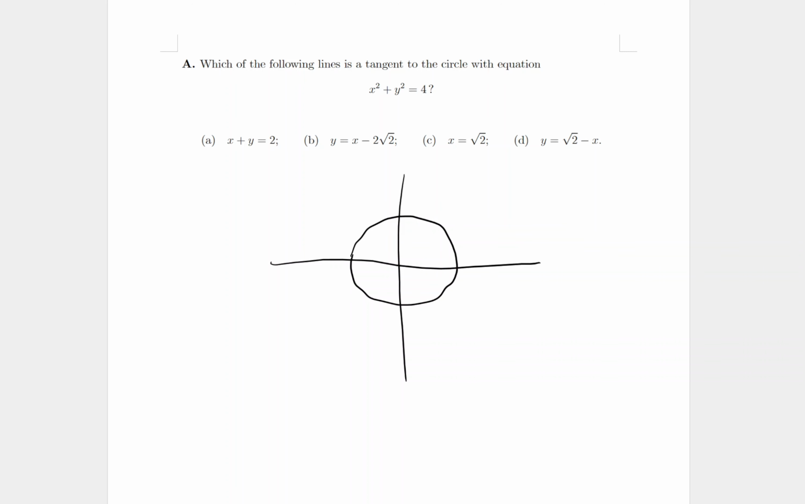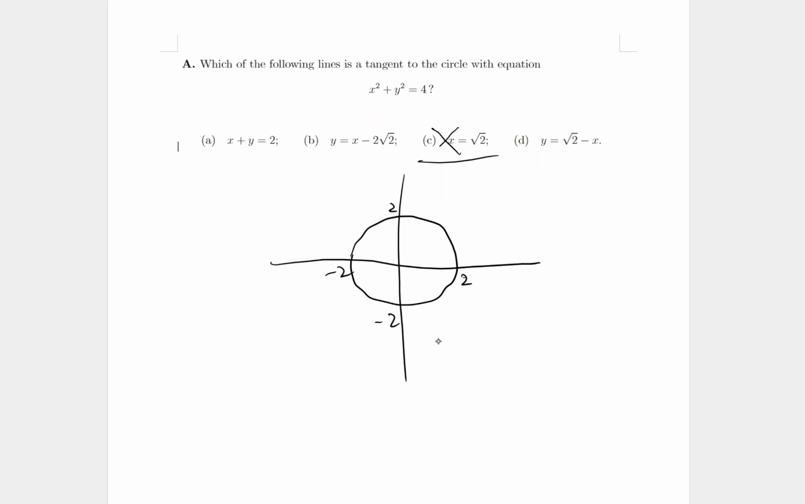For example, let's start from the dumb option, like x equals root 2. Where on earth is that? Like that. Because these intercepts are minus 2 and 2, right? So root 2 is smaller than 2, so x equals root 2 is there. Well, obviously it's not a tangent, right? It's cutting through the circle. So C is wrong. All right, good that we got rid of one already.